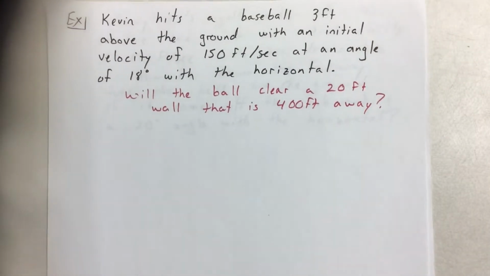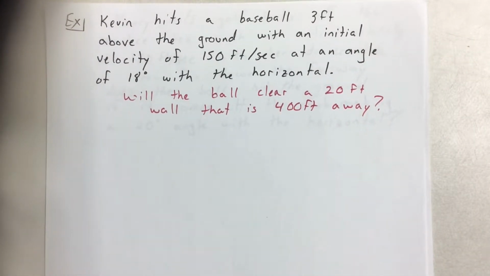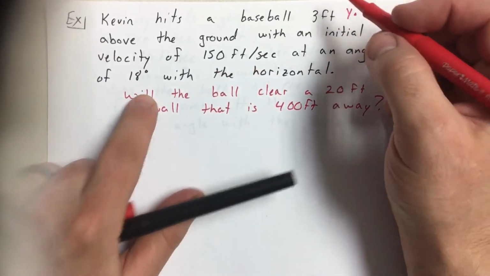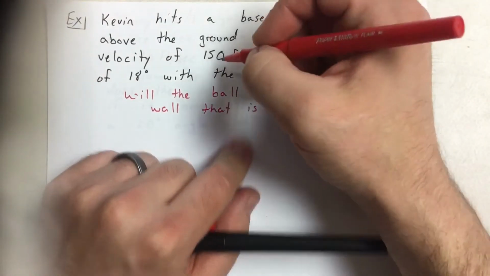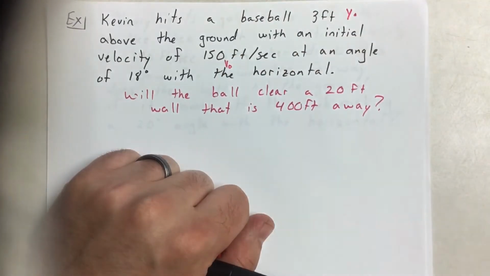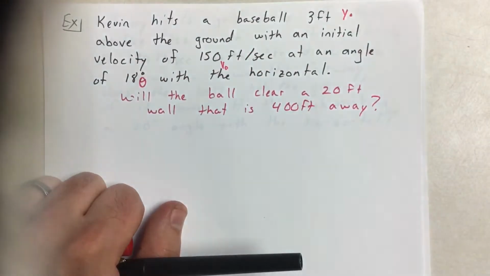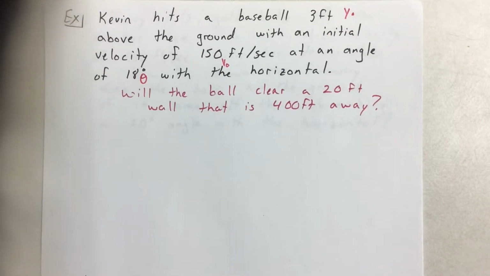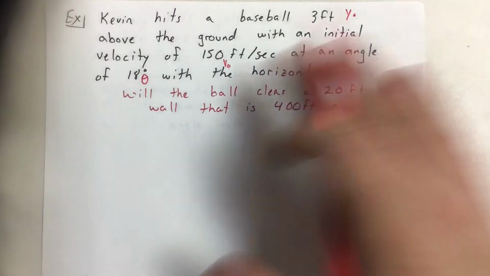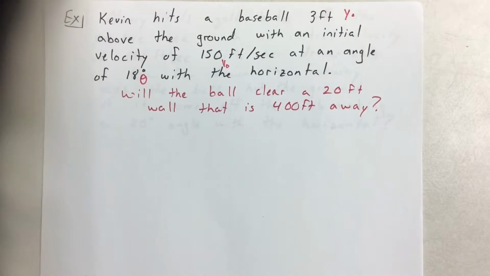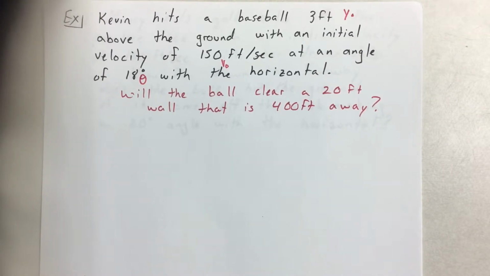So let's say we have papers. Okay, so Kevin hits a baseball 3 feet above the ground. So right here we have an initial height with an initial velocity of 150 feet per second. So we have our v sub 0 at an angle of 18 degrees. So here's our theta. As I'm reading it, I'm marking what I have. We have 3 items. Will the ball clear a 20-foot wall that is 400 feet away?